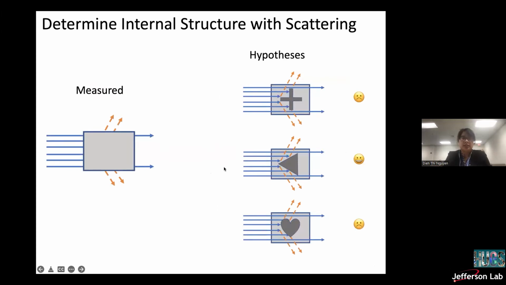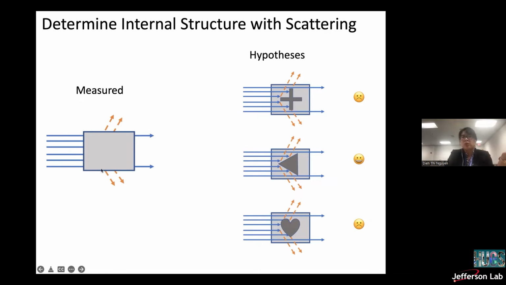As you can see, we will have different hypotheses from the theory side. For each hypothesis about what the internal structure is, we will be able to predict some observables, how it should look in the experimental side. So from the experimental side, we don't know what exactly is inside there. What is the real one? What is the true hypothesis? So we only do the measurement.